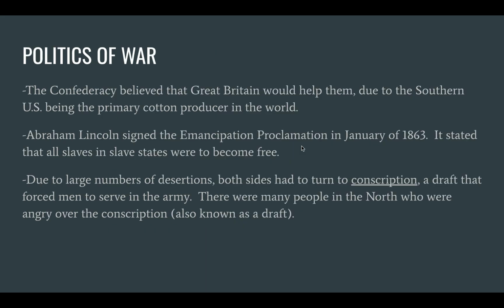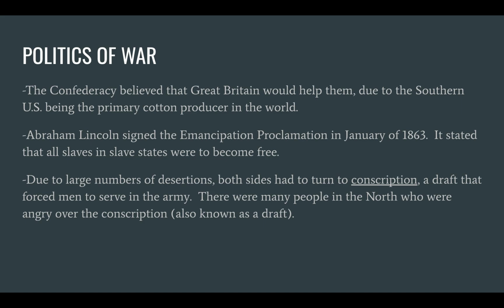The Confederacy believed that Great Britain would help them, due to the southern U.S. being the primary cotton producer in the world. They thought that Great Britain was just going to keep relying on them, but what they weren't paying attention to was that Great Britain was also now getting a lot of its cotton from India and from Egypt. And Great Britain had a ton of control in those areas at that time. So it was much easier for them to just purchase from those areas.